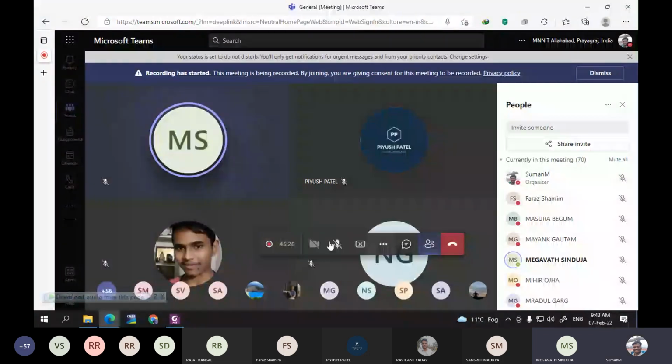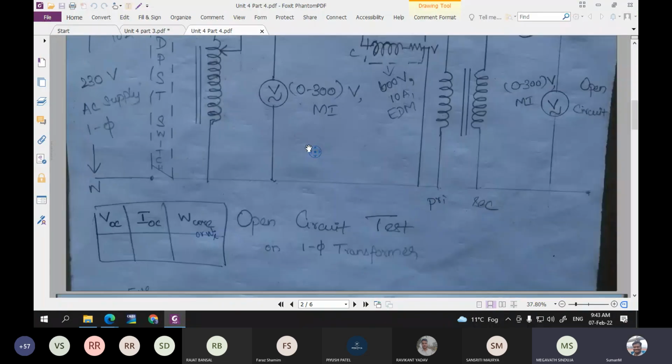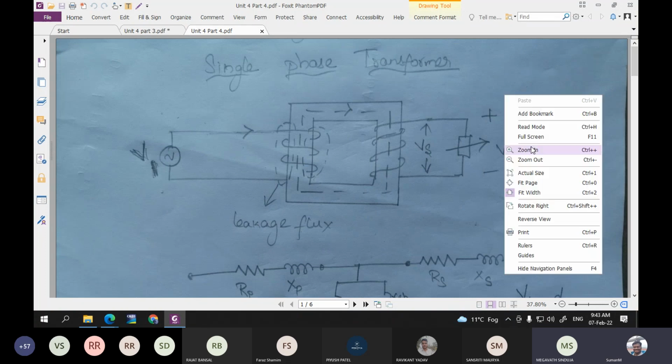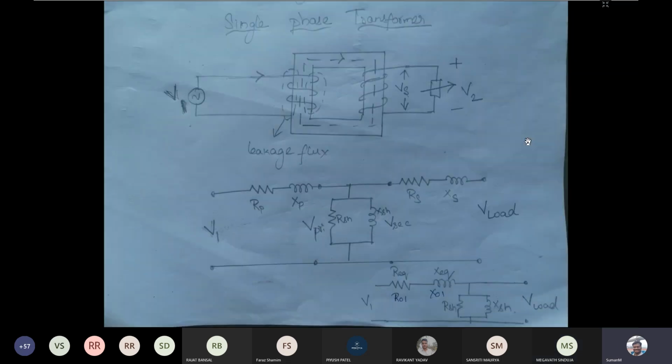So this is the last topic: open circuit test and short circuit test of a single phase transformer. This is the actual transformer. We have seen how we obtained this transformer equivalent circuit from the actual transformer. So this is your equivalent circuit. In this equivalent circuit, we are going to apply the open circuit test and short circuit test, and we are going to find the parameters of the circuit.